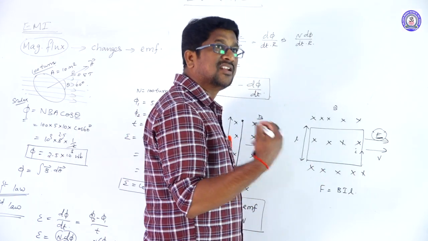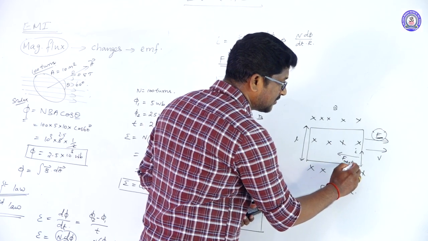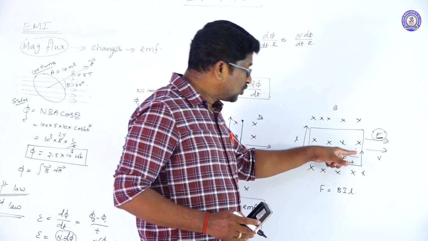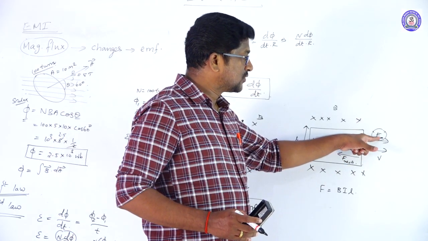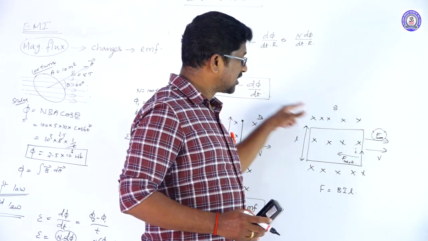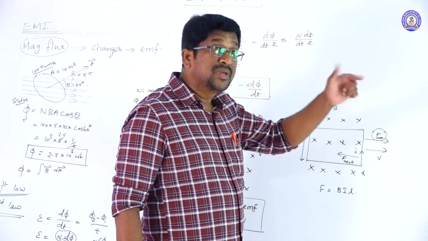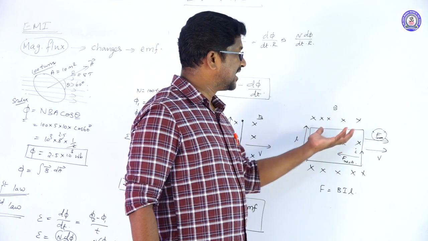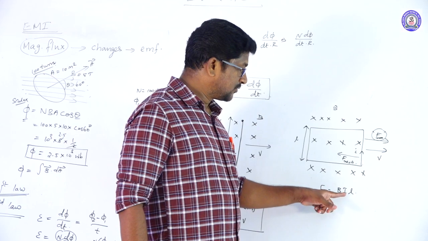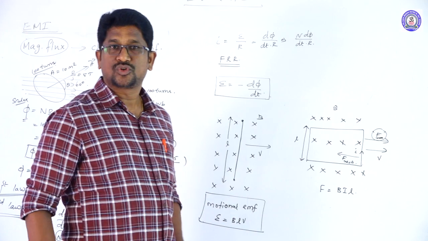By using Fleming's left hand rule, the direction of the mechanical force is acting in this direction, the inward direction, right? So to overcome this force, an external force should be applied in the outward direction. Then only the rectangular loop can be moved in the outward direction. So the external force applied must be equal to the mechanical force experienced by the rectangular loop. The mechanical force experienced by the current carrying conductor is given by the formula F is equal to BIL.